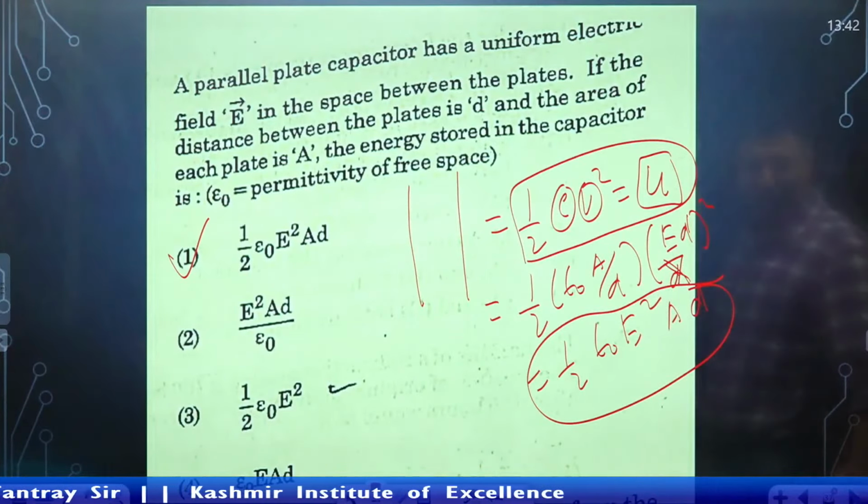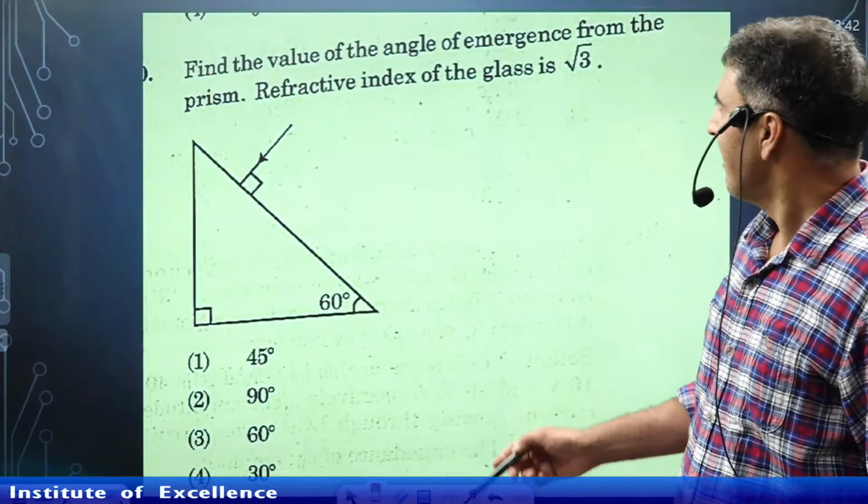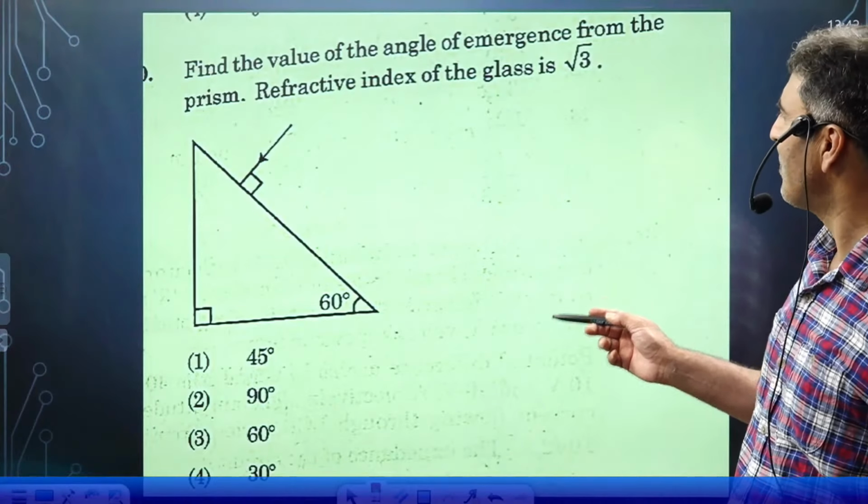Okay, now let me go to this question. Find the value of the angle of emergence from the prism. Refractive index of the glass is √3.